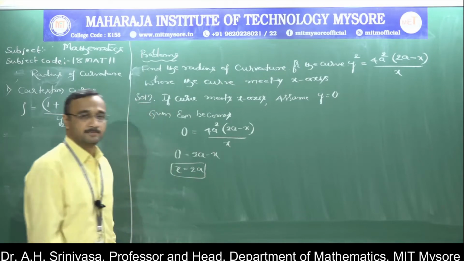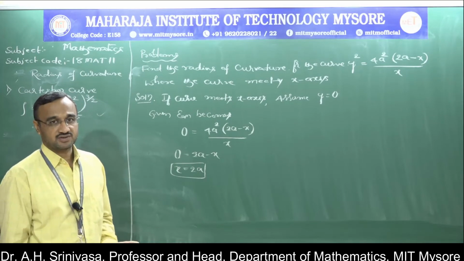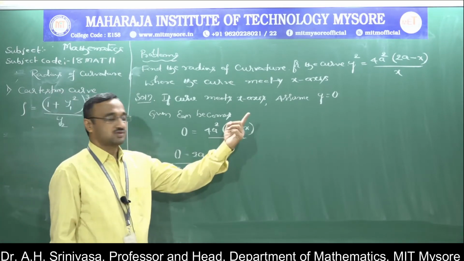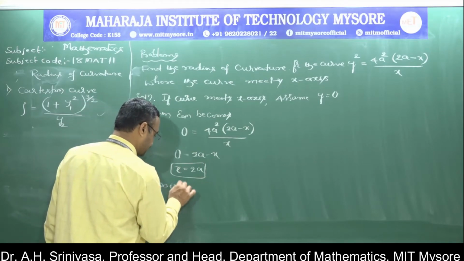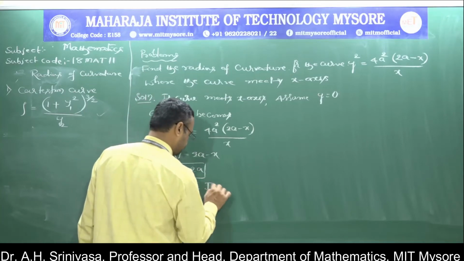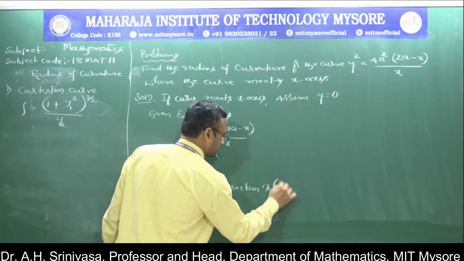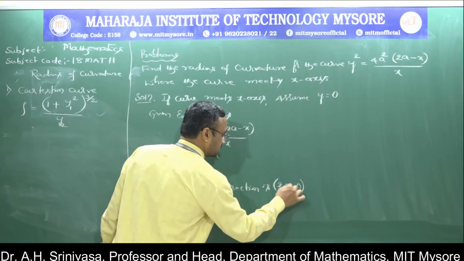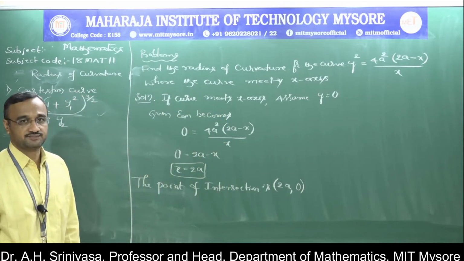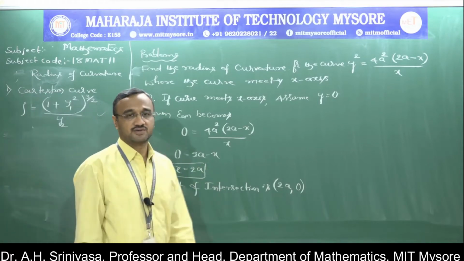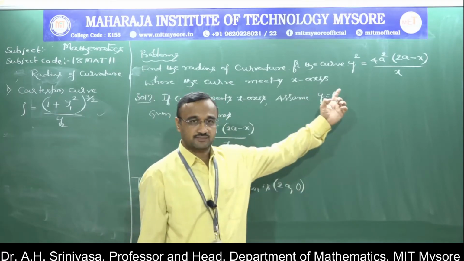So what we get now here, the point of intersection, now we find out the point of intersection. So now we got the x value when y equal to 0. The point of intersection is 2a comma 0. So now we got the point of intersection 2a comma 0. After finding this point of intersection, now we are going to find out the radius of curvature for a given curve. Okay.